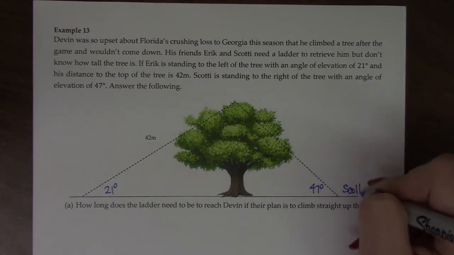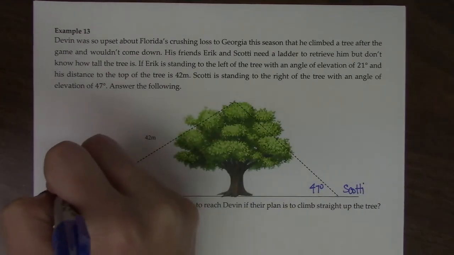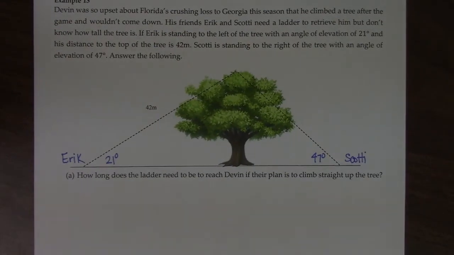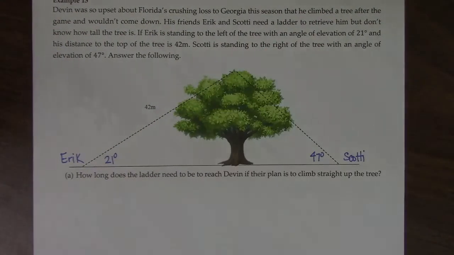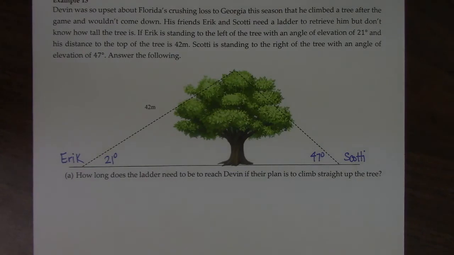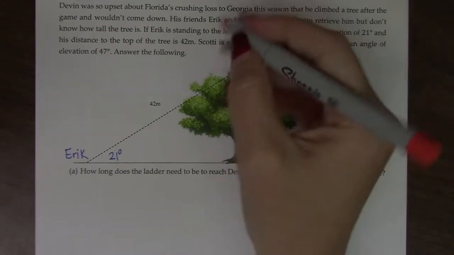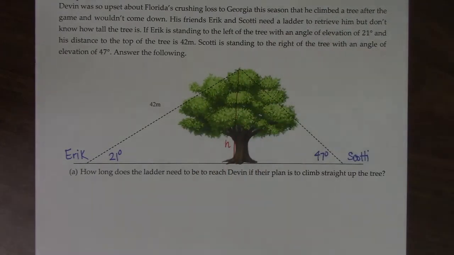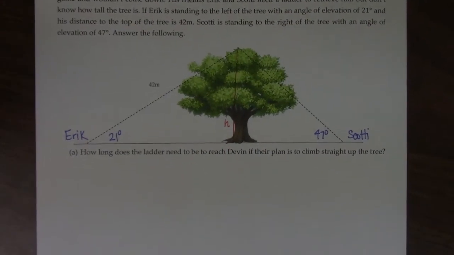So here's Scotty, and here's Eric. So question 1 says, well, how long does the ladder need to be to reach Devin if their plan is to climb straight up the tree? So another way of thinking about this question is they're really asking how tall is the tree, right? Because they're just going to put the ladder vertically right up against it, and we want to know what is the height h of that tree.